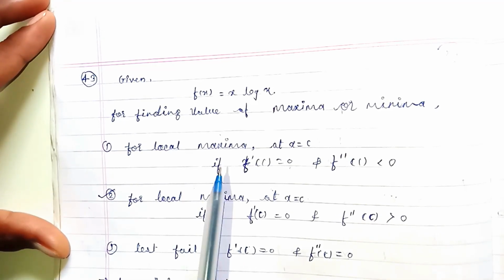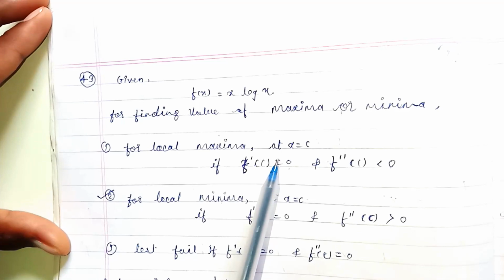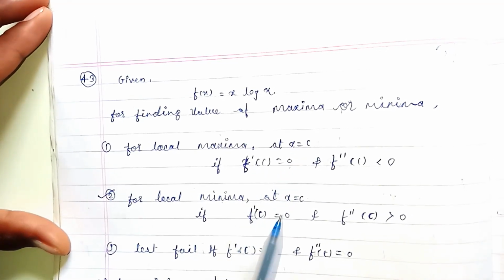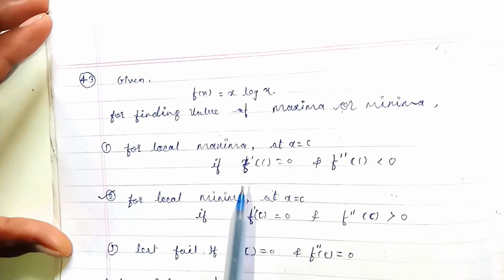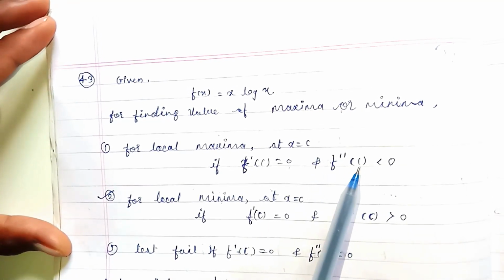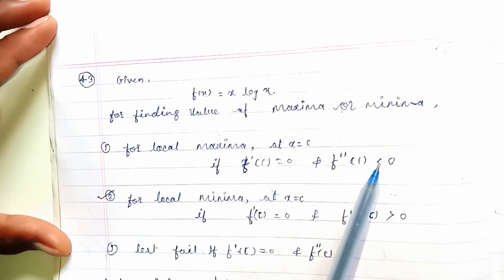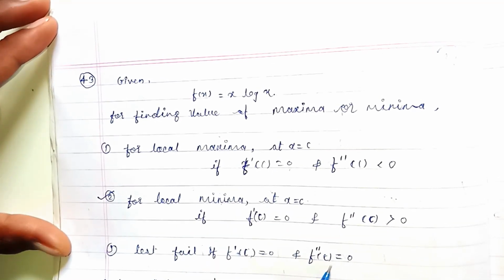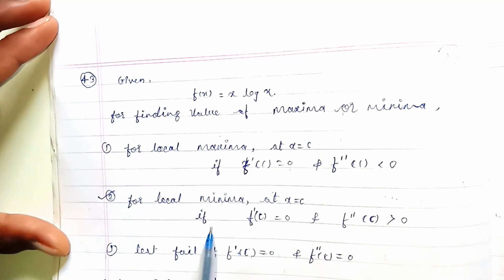But always remember, first of all, for that particular constant point the differentiation must be 0. For the next condition, we need the double differentiation smaller than 0 for maxima, bigger than 0 for minima, and equal to 0 means the test fails. So we need to remember all these three results.